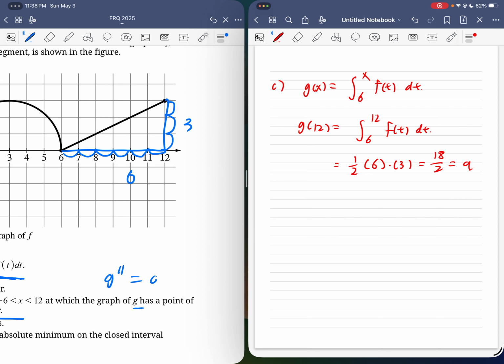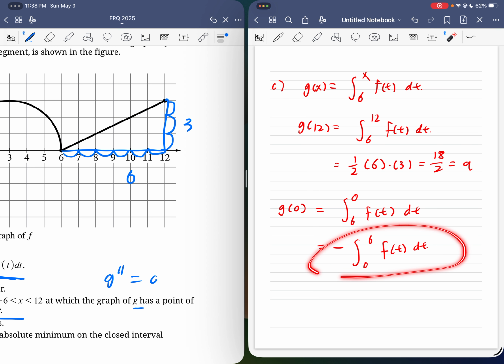Yep, that's it. This one, I don't think you necessarily have to write down the extra step, so you're good. Now, if you want to find G of 0, that becomes 0 to 6 f of t dt. I cannot really tell the difference, so I'm going to put 0 and 6 clearly here. Again, this one cannot be happening, so it's going to be negative 0 to 6 f of t dt. Keep that in mind. Always lower number on the left, higher number on the right. That's why I switched it with a negative.